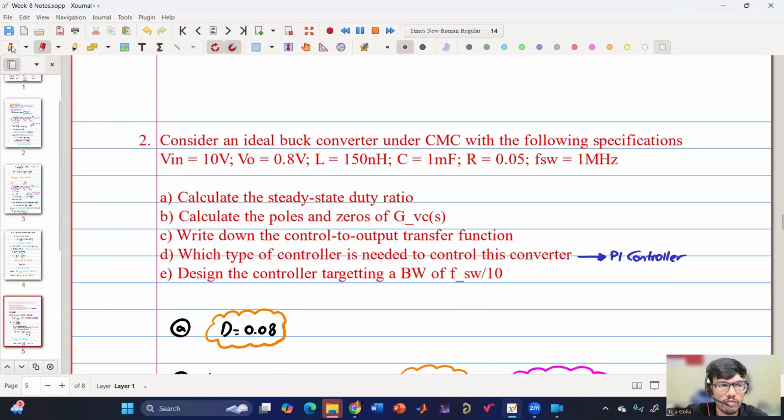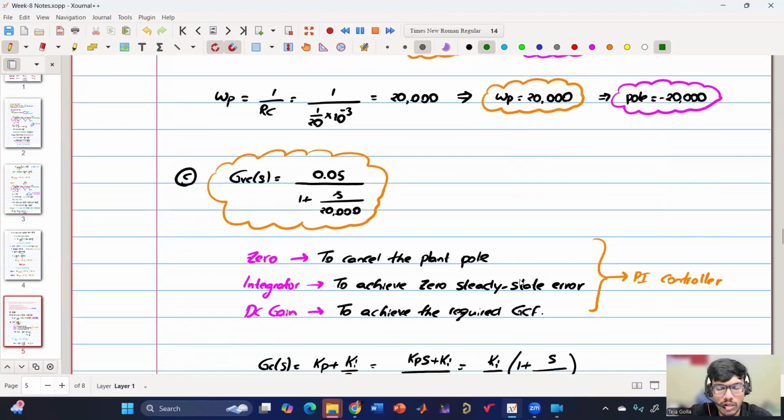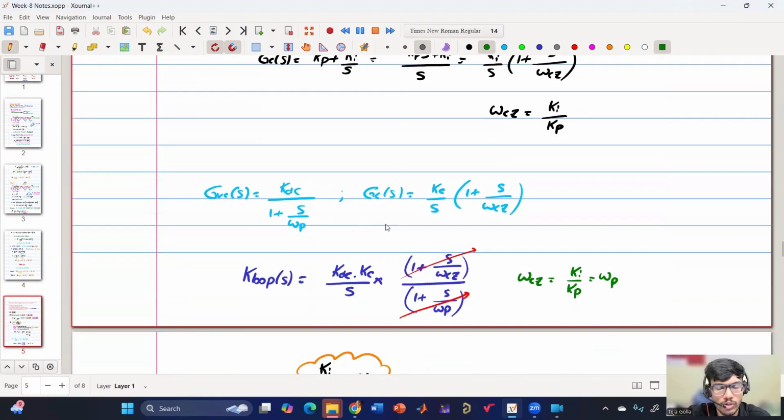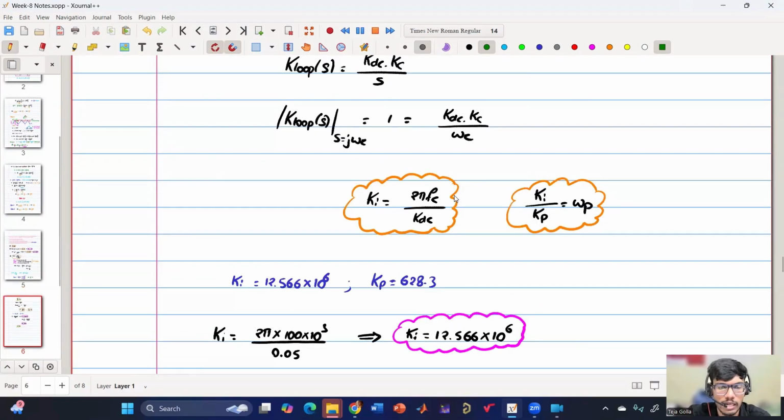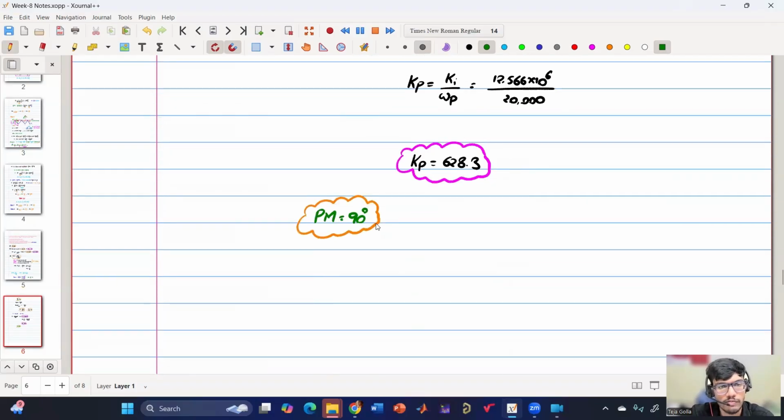Then we have started solving one problem where I have considered an ideal buck converter, and I have asked you to calculate the steady state as well as poles and zeros, which we have discussed at the beginning of the session. And then we have seen that a PI controller is enough for this because there is no ESR zero. And then by doing stable pole zero cancellation and targeting a bandwidth of 1/10 of the switching frequency, which was again given in the question, we have obtained the gains, and then we have seen the phase margin is 90 degrees.